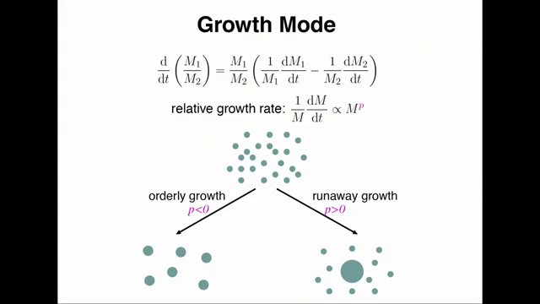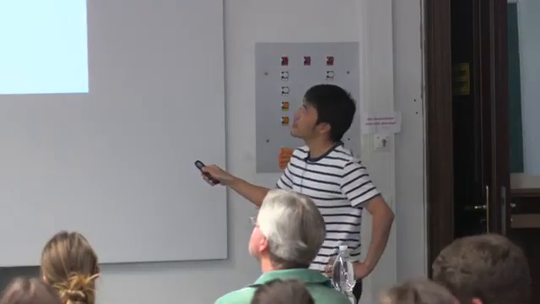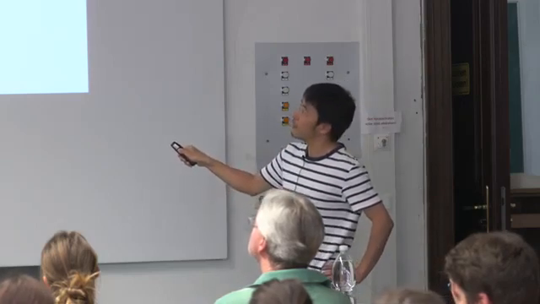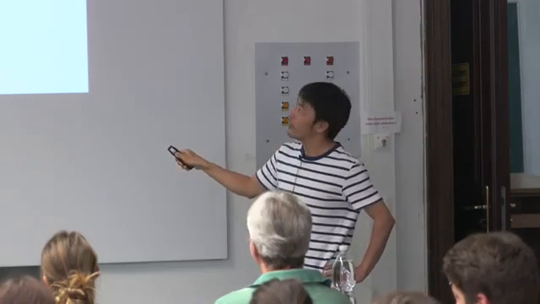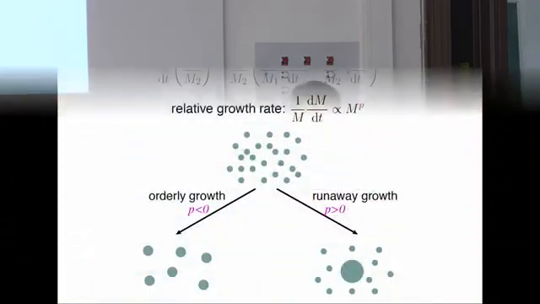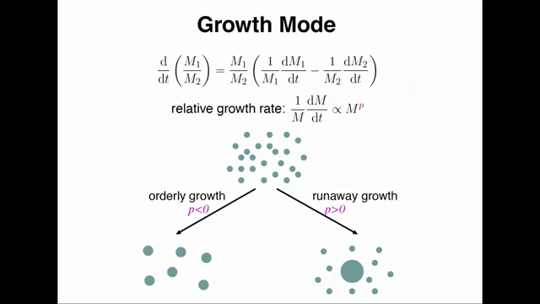So the mass ratio tends to be unity. In other words, they all grow equally. So this mode is called orderly growth. But if this is an increasing function of m, and m1 is initially larger than m2, then this right-hand side is positive. Then the mass ratio increases. So this mode is called runaway growth.